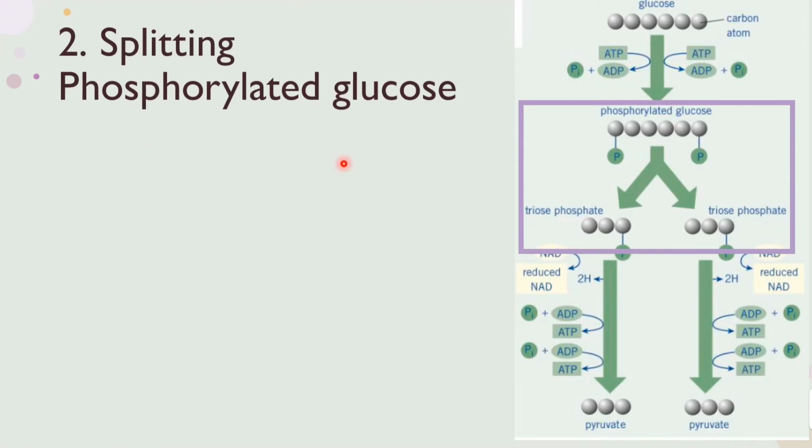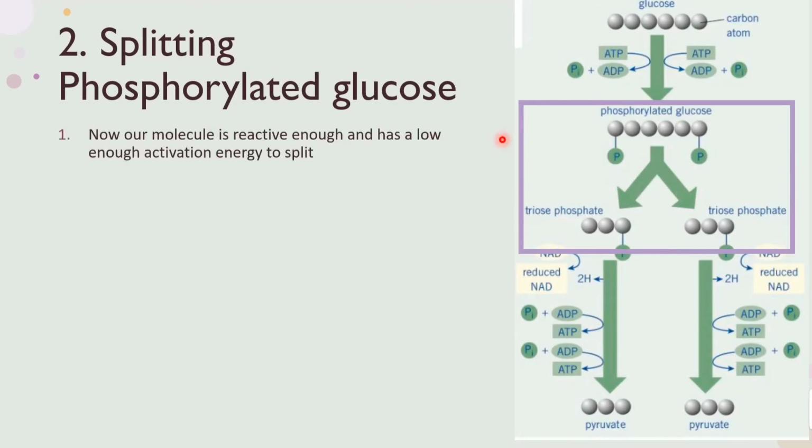So now moving on to the second stage of glycolysis. So this is the splitting of phosphorylated glucose, because as we said before, we need to have these 2 3 carbon molecules, yet we still only have 1 6 carbon molecule. So we're going to need to split this. So now our phosphorylated glucose molecule is reactive enough and has a low enough activation energy to split. So we have successfully activated our glucose, so we can now split it.